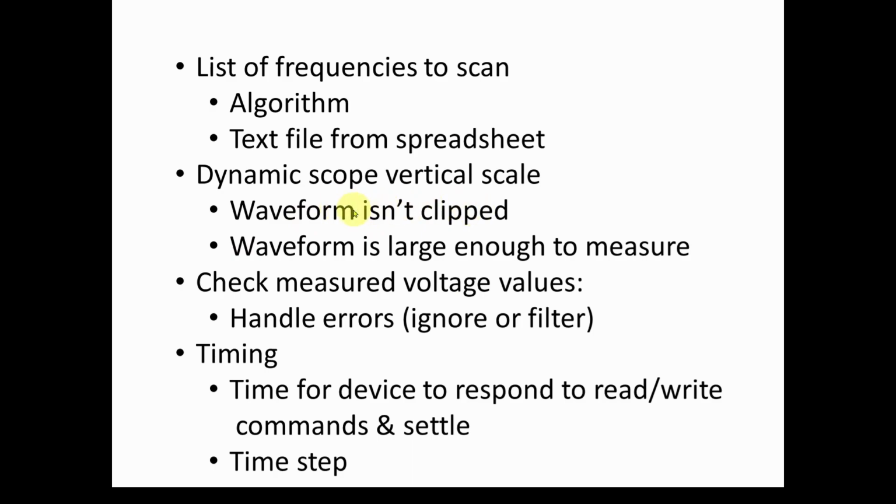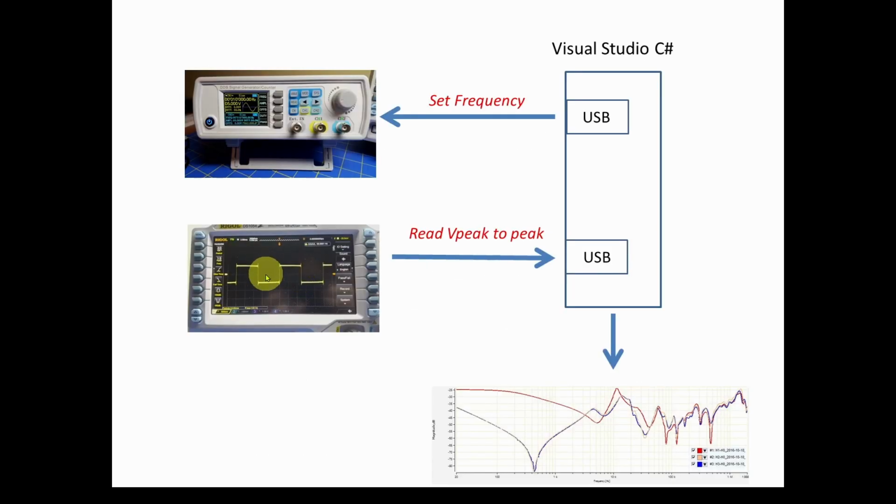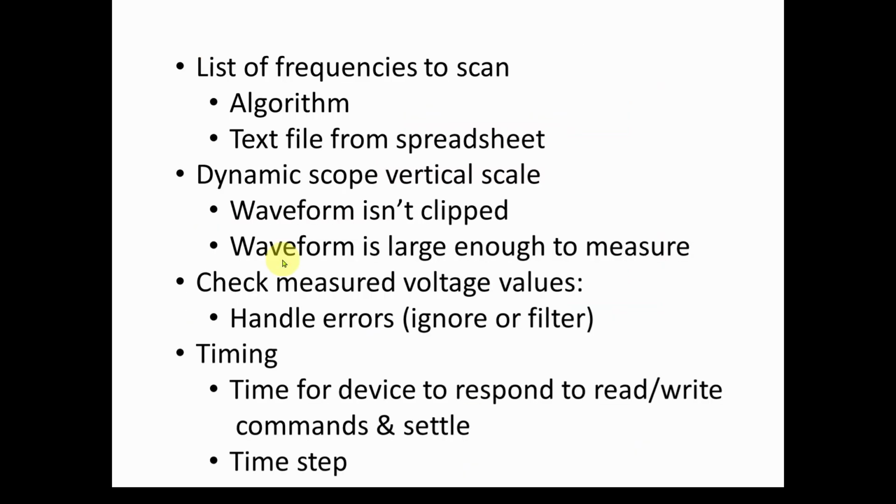So we're going to make sure that we have a vertical scale that takes into account the actual waveform value. Also, we want to make sure the waveform is large enough to measure. So if, for example, I have a 0.2 volt peak-to-peak signal and my total scale is 10 volts per division, you're not going to see the waveform. So we're going to have to do some dynamic scaling of the scope depending on the magnitude of the waveform. This is going to be very important to ensure we get reasonable values.